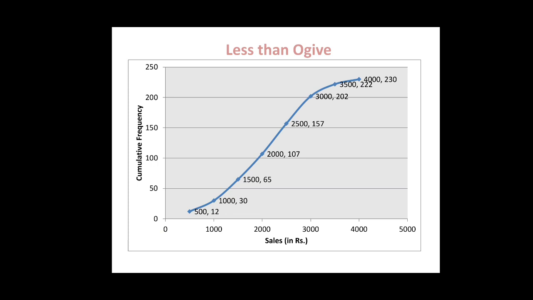That is, plot the points with coordinates such as 512, 1030, 1565 and so on. Now join the points by a smooth freehand curve to obtain the less than ogive or less than cumulative frequency curve. The less than ogive is a rising curve, which slopes upwards from left to right as shown in this figure.